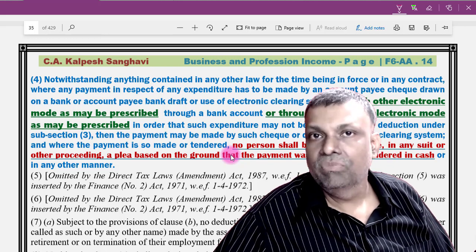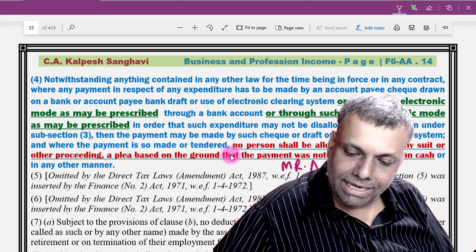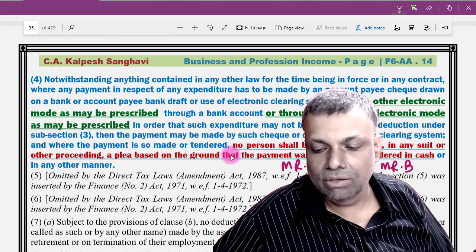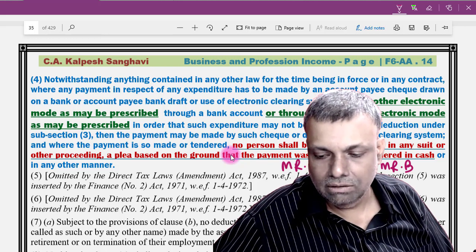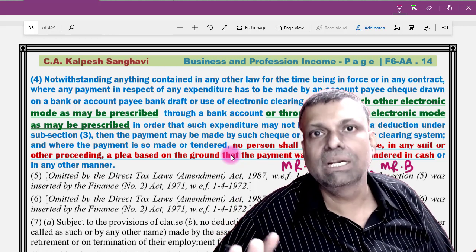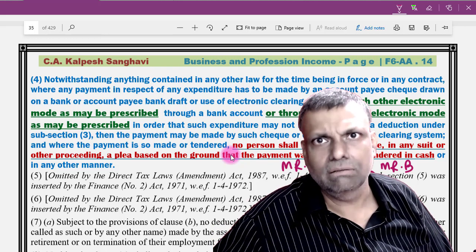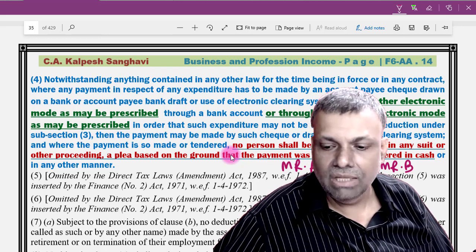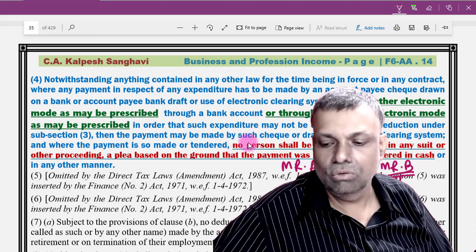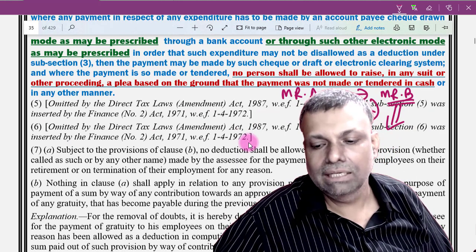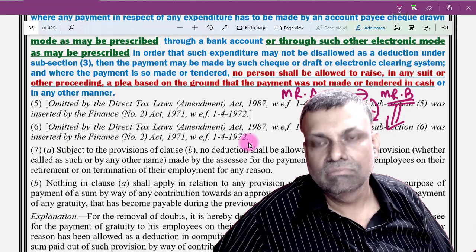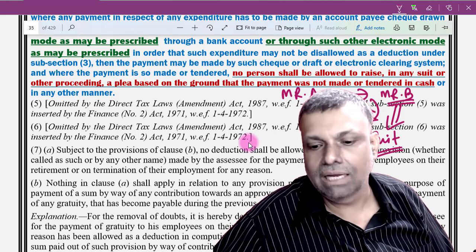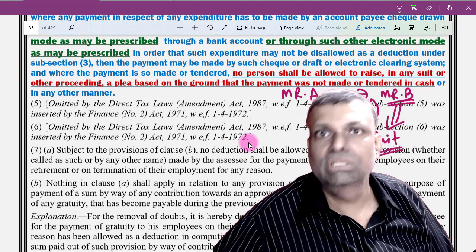So there may be a possibility that, supposing Mr. A has to pay money to Mr. B, and Mr. B is saying that you pay me cash only. Mr. A says, no, I will not pay you cash, but I will pay you by banking channel, so I will give you a cheque. Now if between Mr. A and Mr. B a dispute came, then Mr. B will go to the court. He is not paying me cash, because I have to receive cash. So he will file a suit in the court of law that as per our contractual terms, I have to receive cash, but he is not paying me cash. He is giving me a cheque.